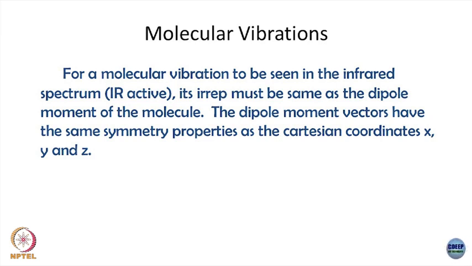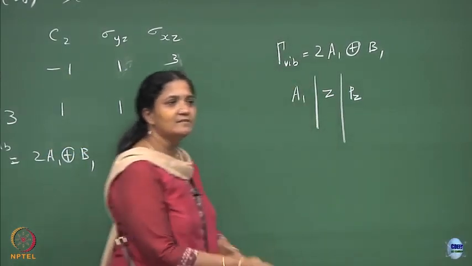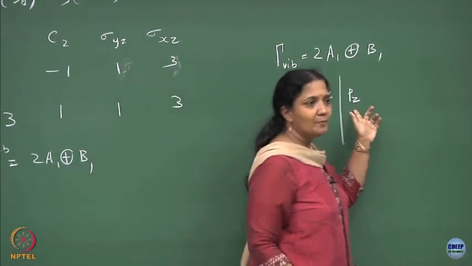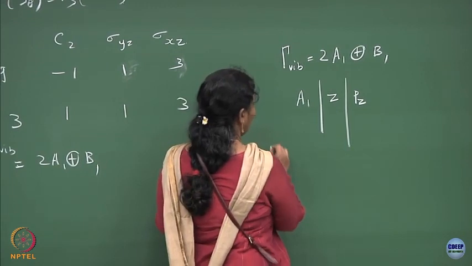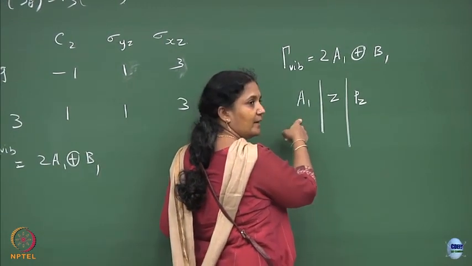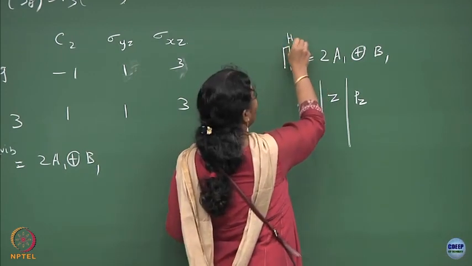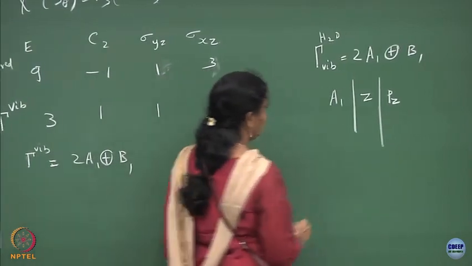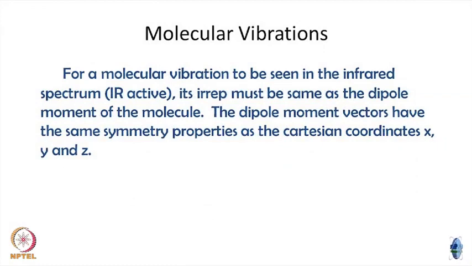Irrep, the basis was Z basis; equivalently I can write the electric dipole moment, which is the Z basis. So, since A1 is transforming like the Z component of the electric dipole moment, I can say that the vibrational mode associated with the irrep A1, which is seen in the water molecule, should be IR active. So, the two A1s must be IR active.